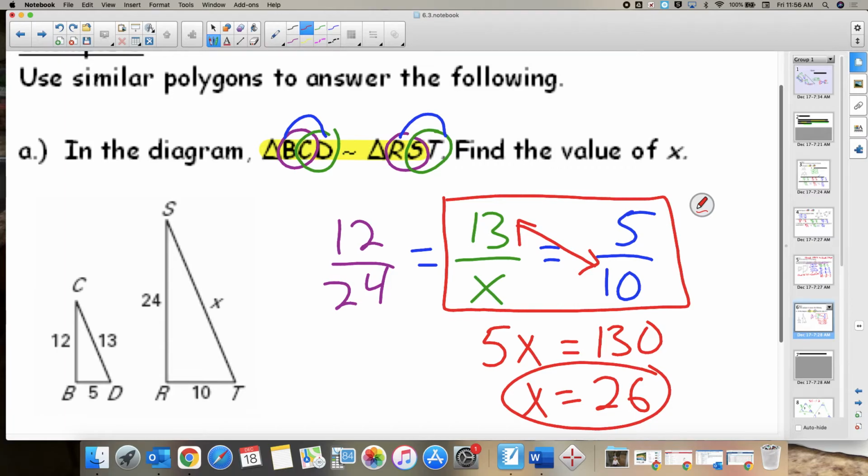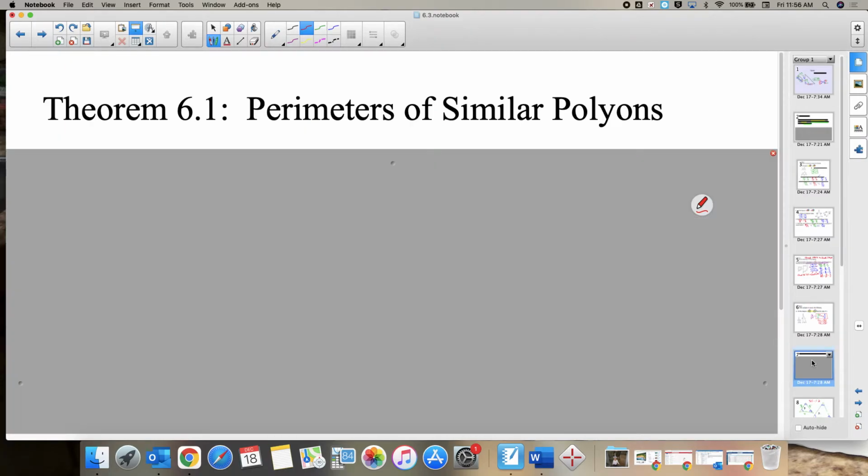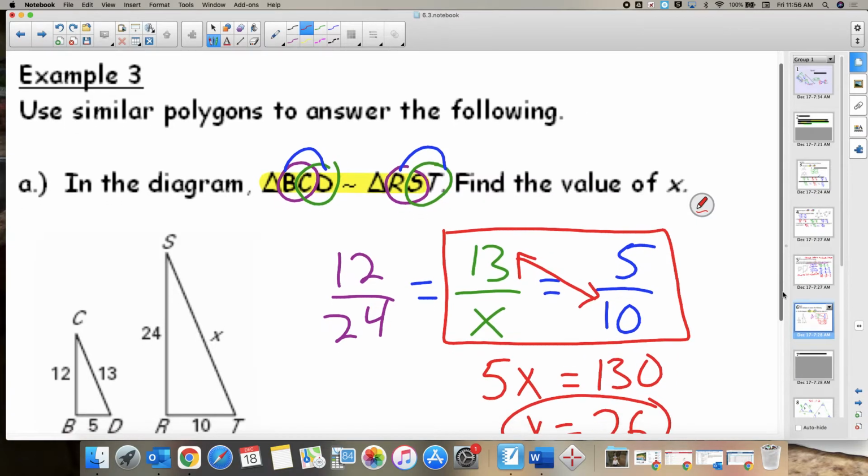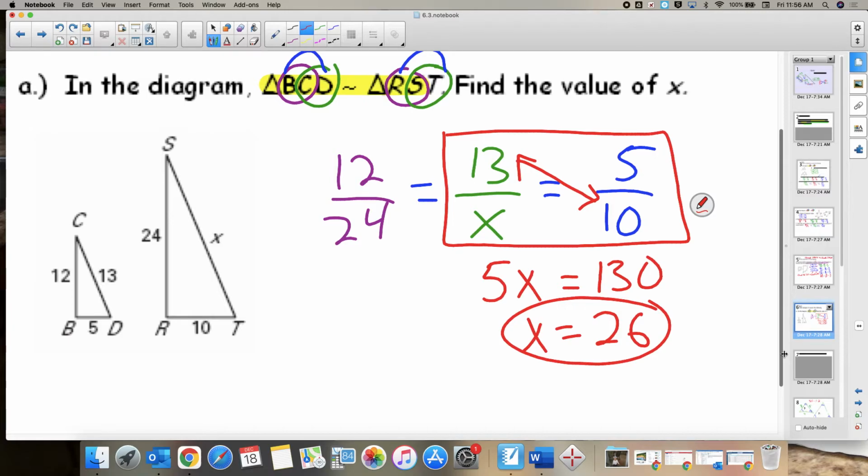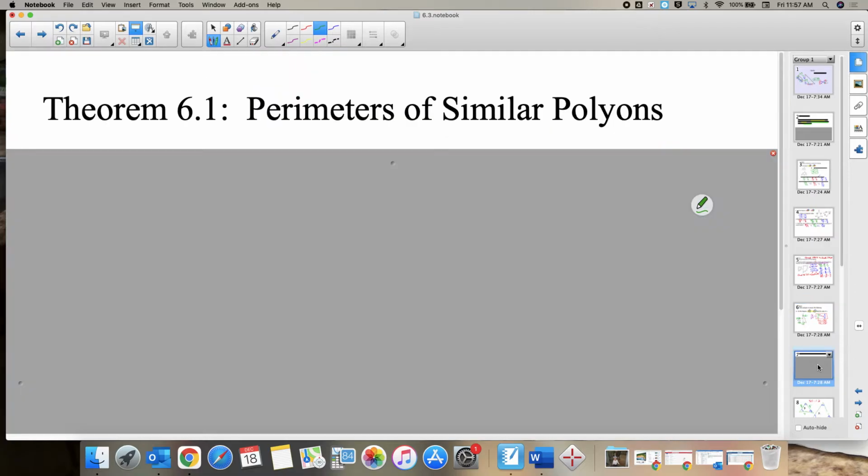Right, this leads into our second part of today. It talks about the perimeters of our figures. If I look back at this example we just did, when I look at the perimeters here, my scale factor right now, taking 5 to 10, we're multiplying by 2. If you look at your perimeters also, the perimeter of our first figure, add up all your sides, we get a perimeter of 30. The perimeter of our second figure, add up all your sides, we get a perimeter of 60. The perimeters of your figures will have the same exact scale factor as your sides.